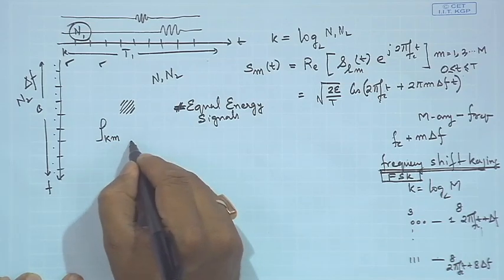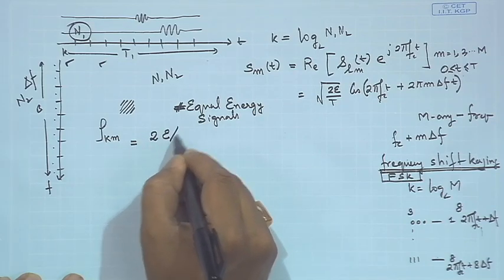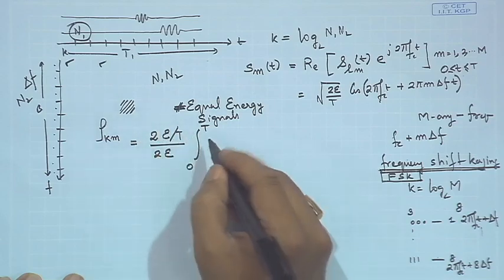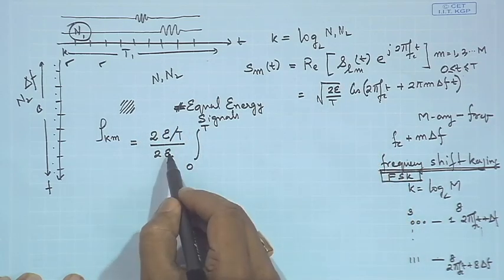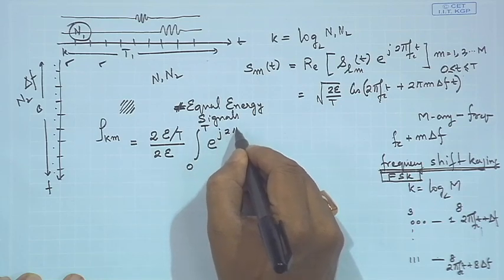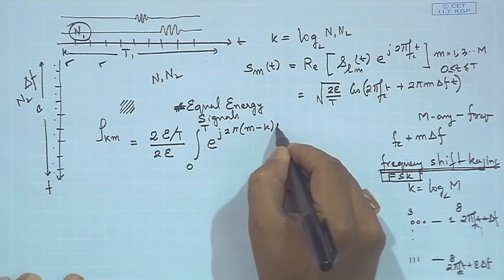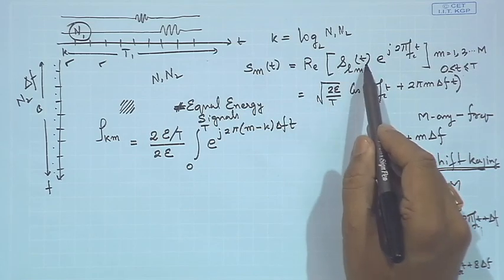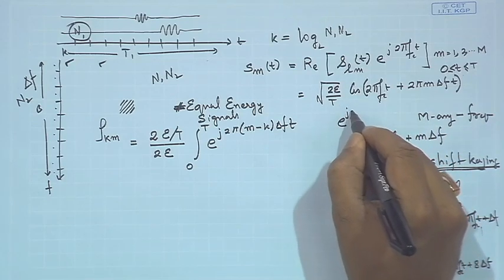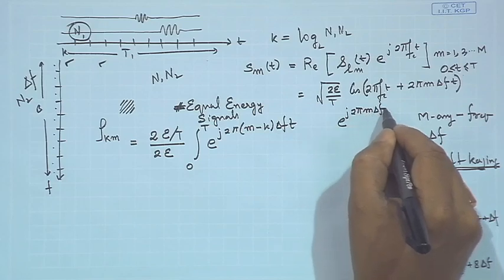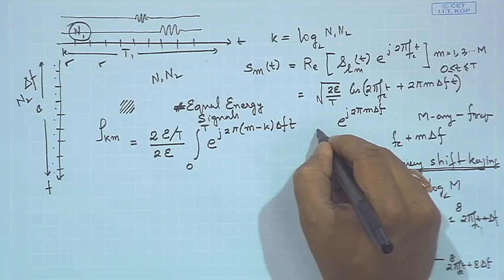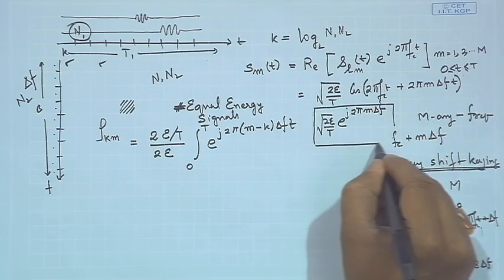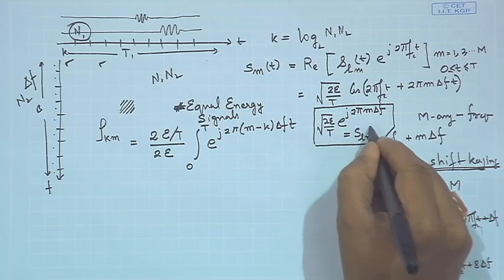This is one of the important properties that we have, and therefore, we are interested in the cross correlation of the signals. The cross correlation of the signal would be worked out as this expression, which is integral 0 to T. This is normalization with respect to energy, so you can see 2E upon T, normalized by the energy E, times e to the power of j 2 pi m minus k delta f t. Now, how do we get this? If you look at the baseband of the signal, it is e to the power of j 2 pi m delta f t, and of course, you are going to have root over 2E upon T. So, this particular expression is equal to S L m of t.